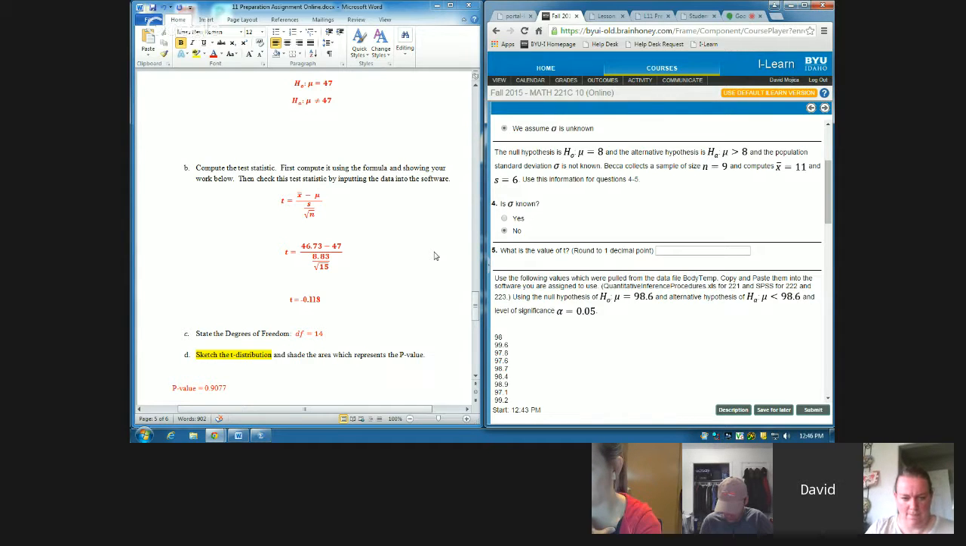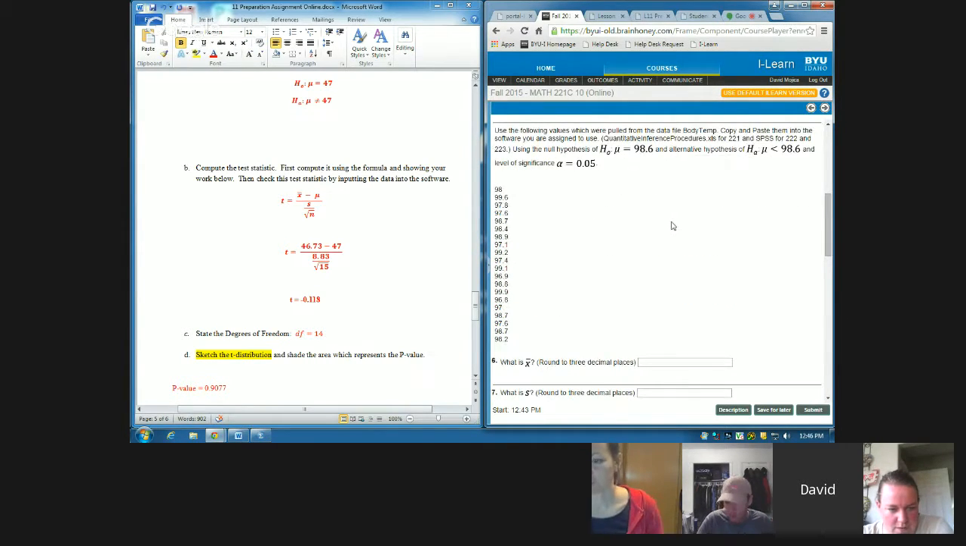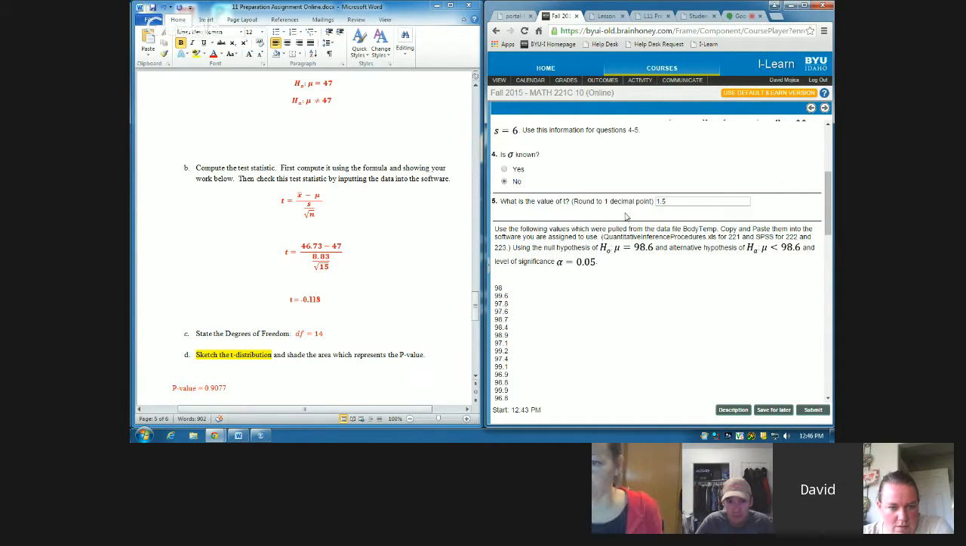I got 1.5. Me too, that's what I got. So it's just 1.5, and it says round to 1 decimal place. Yep, we're good.